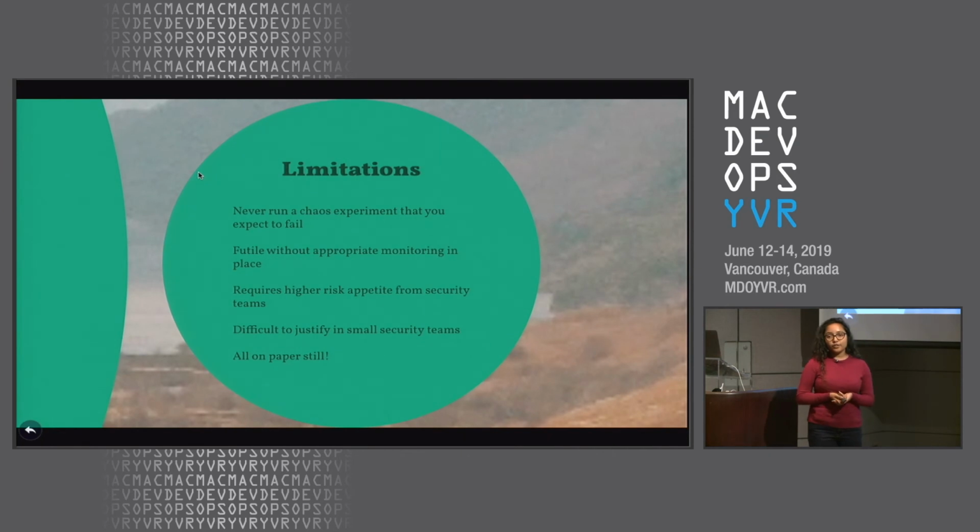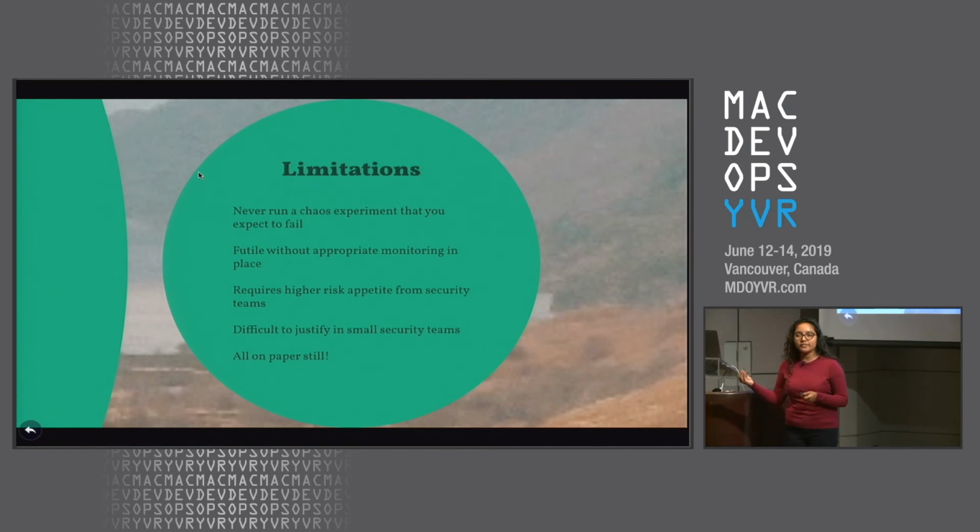Again, every approach has limitations, so this is no silver bullet. One of the biggest limitations of chaos engineering is that if observability hasn't been set up right, this approach is going to be futile. So before you engage in an experiment like this, you need to be able to see the systems that you've released the experiment on. And it's basically never to be run on a hypothesis for which you think it's definitely going to fail. So never run a chaos experiment on something that you know is going to fail.